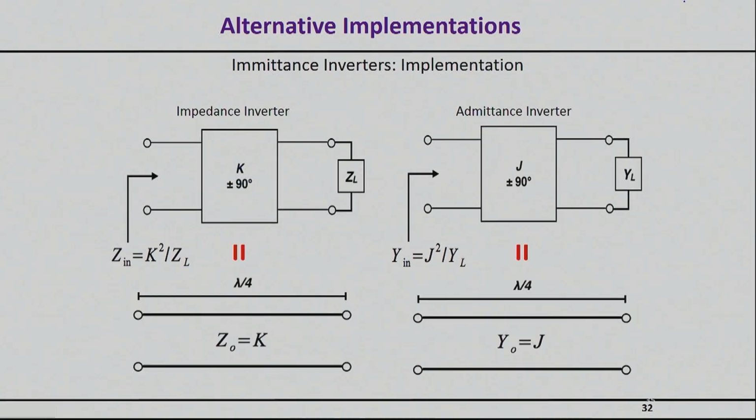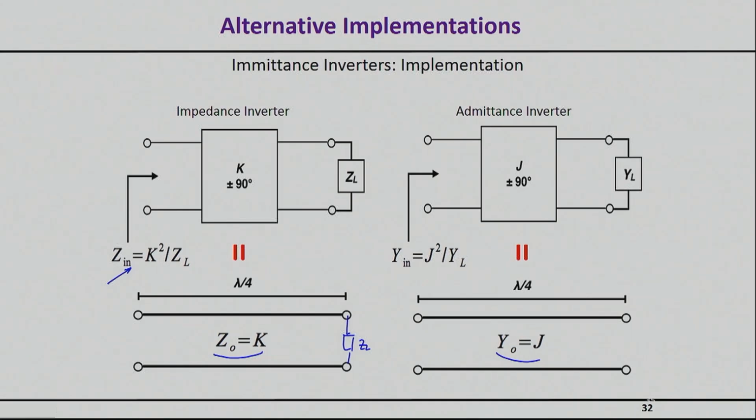So here is a potential realization. So just a quarter wavelength transmission line, whose characteristic impedance is simply K, or characteristic admittance is simply J, does exactly what the equation basically says here. So, and this is something we've proven before. So if you plug in a load here, ZL, you will basically get K squared divided by ZL.